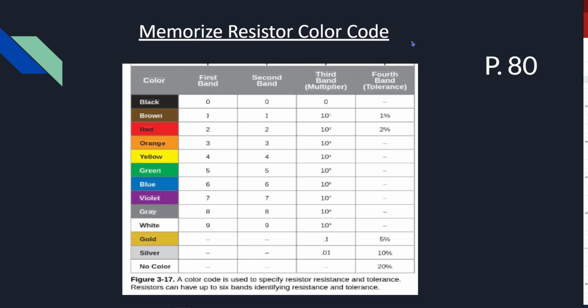All right, memorize the resistor color code, just like we did when we had our test on Chapter 3. You will not be able to use the resistor color code. You'll have to memorize it. You won't be able to write it down and use your handout or anything like that. You'll have to have it memorized for the final.